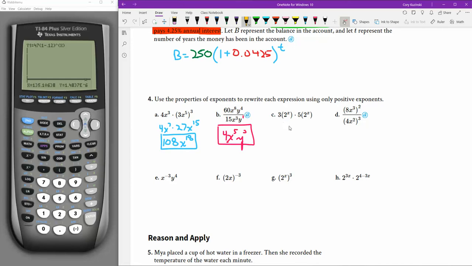Ooh. Let's see. This times this times this times this. 3 times 5 is 15. But then if I do 2 to the x times 2 to the x, I'm going to keep that base, and I need to add the powers. X plus x is 2x. Well, that's a weird one, isn't it? So 3 times 5 is 15. 2 to the x times 2 to the x is 2 to the power of 2x. That one's up there. I like that one. What do you guys think?